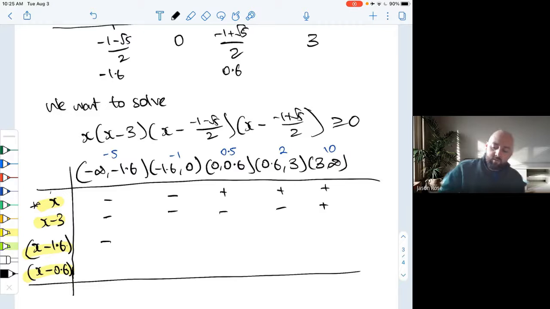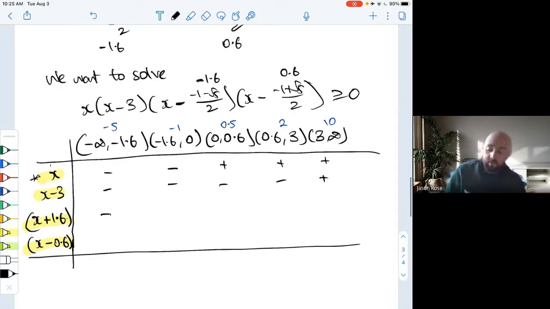I wrote my factor incorrectly, because if you remember, this one here is -1.6. My factor should be x minus -1.6, which would be x plus 1.6. So that one there is incorrect. This one here is okay. This one was 0.6, so that's just x minus 0.6. But Lewis is absolutely right. The first one is plus 1.6 instead of minus 1.6.